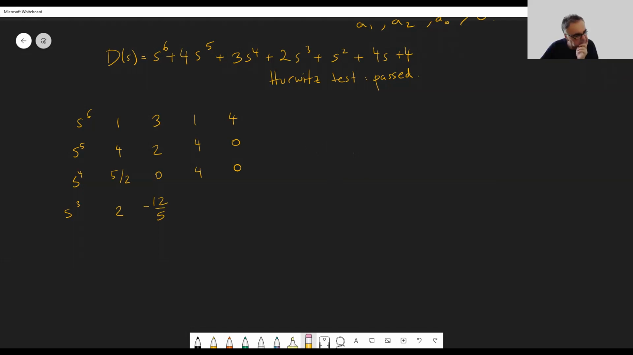Okay, what about this one? This one is 0. And this is 0. So s squared now. Well, what is this?